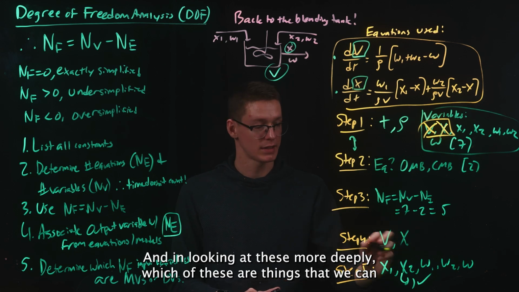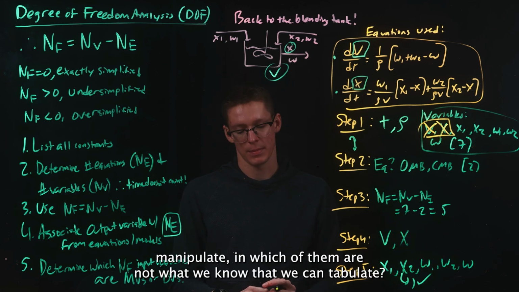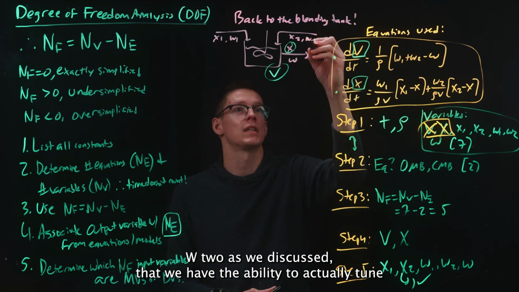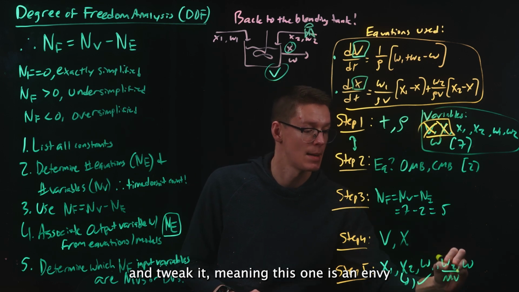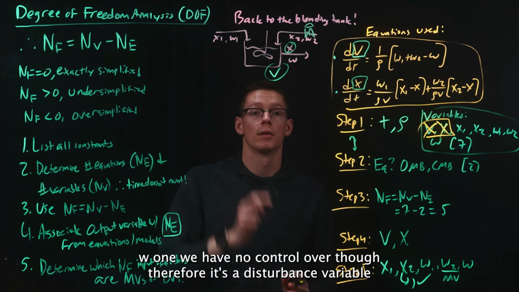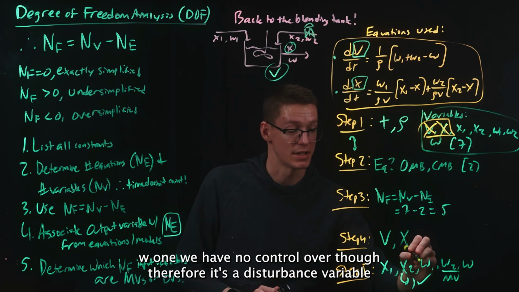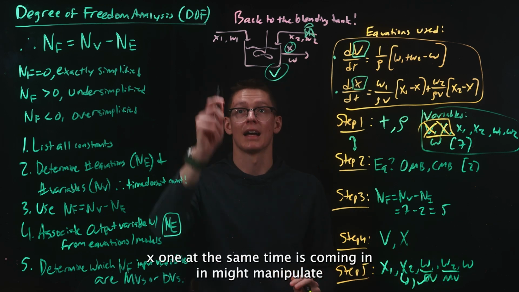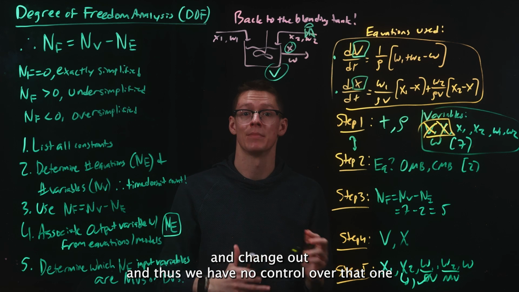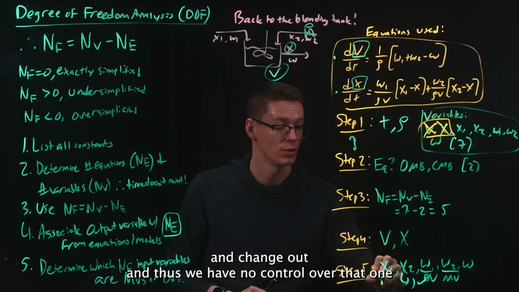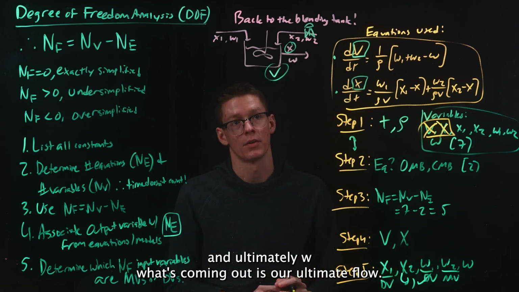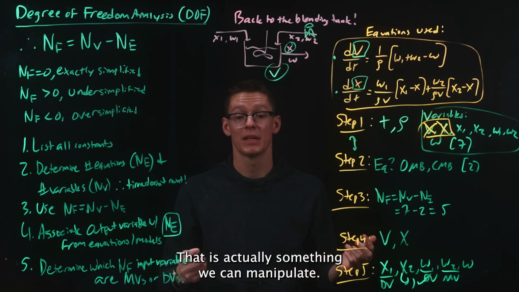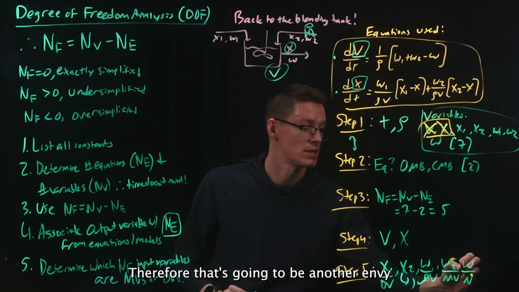And looking at these more deeply, which of these are things that we can manipulate and which of them are not? Well, we know that we can manipulate W2, as we discussed that we have the ability to tune and tweak it, meaning this one is an MV. W1 we have no control over though, therefore it's a disturbance variable. X1 is coming in and might change, and thus we have no control over that one. And ultimately W, what's coming out as our ultimate flow, that is something we can manipulate. Therefore, that's going to be another MV.